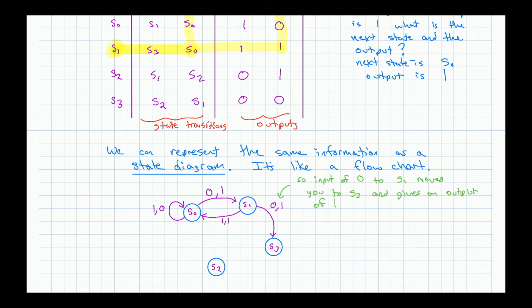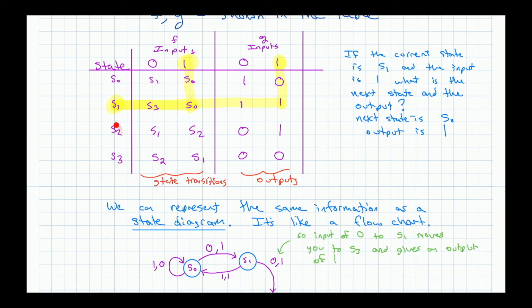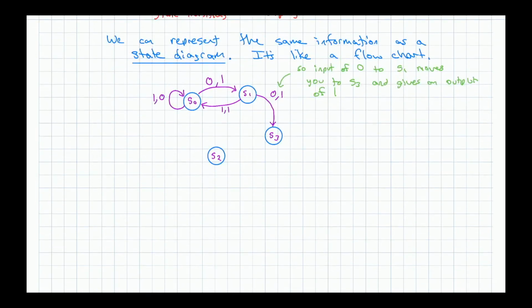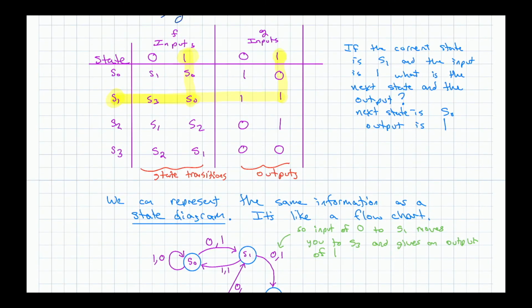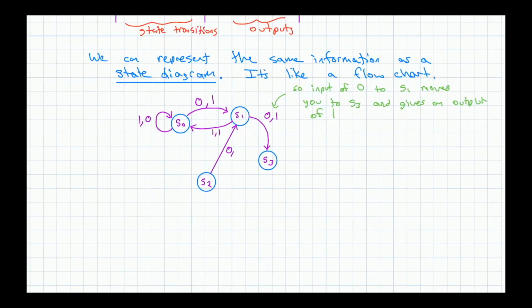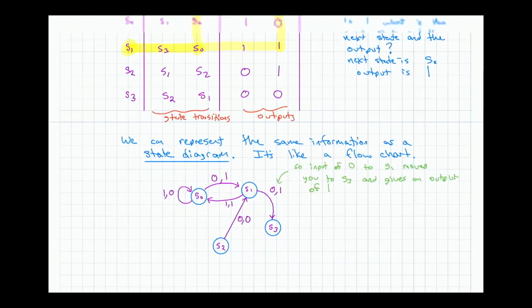So third row. So we've got an S2 to S1 transition with an input of 0. So S2 to S1, input 0. So S2 to S1, oops, S2 to S1, the input was 0. What's the output? So S2 to S1, output 0. Like that. Okay, what's next?